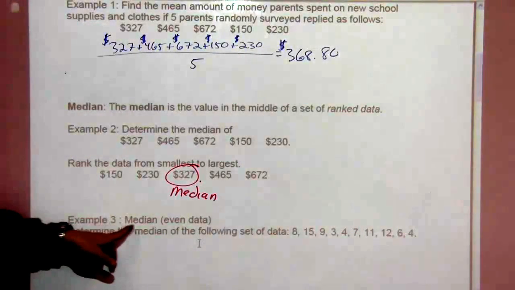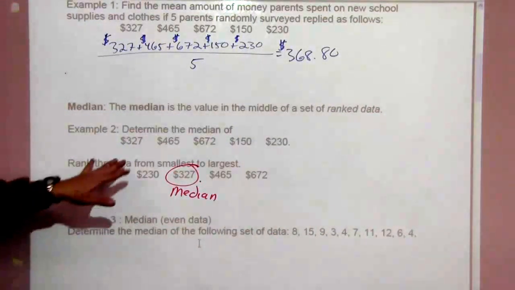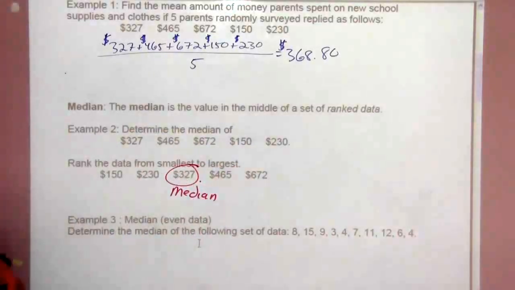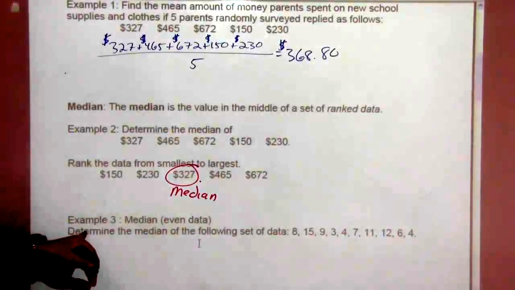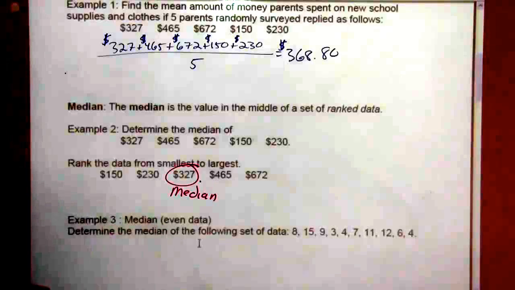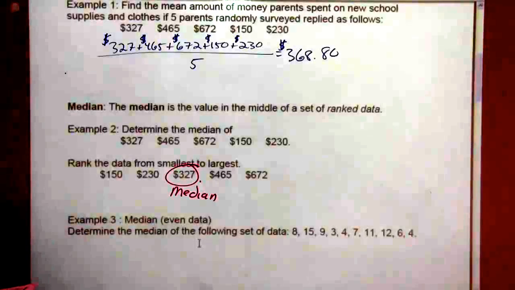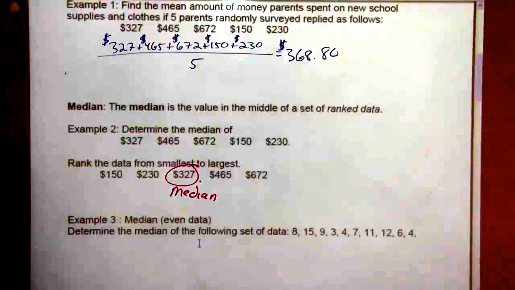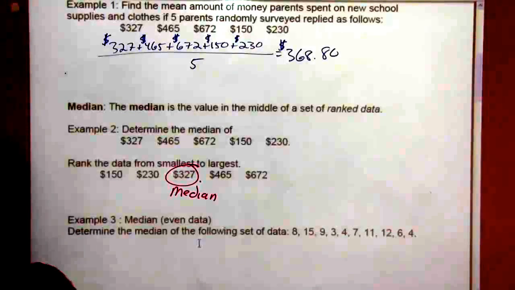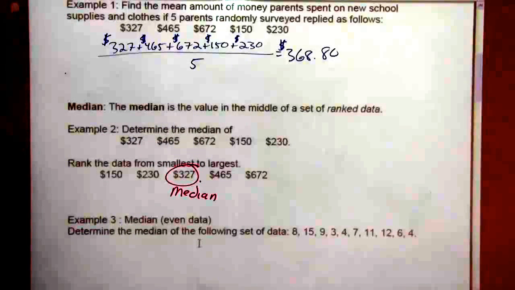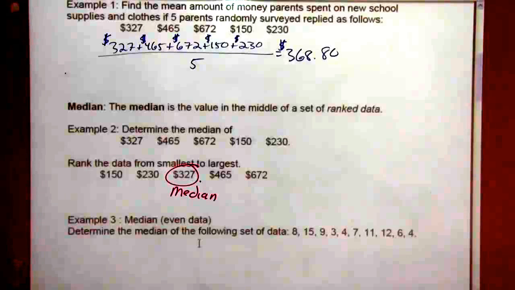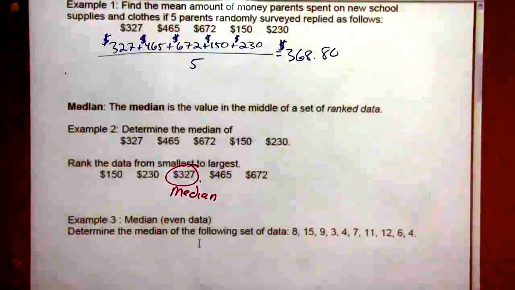So what about if you have an even set of data? It's a very good question. This was for an odd set, where it's the middle value. But what if there's no middle? Determine the median of the following set of data: 8, 15, 9, 3, 4, 7, 11, 12, 6, and 4. So I'm going to go to the next page. If you need to pause this, go ahead and pause it.